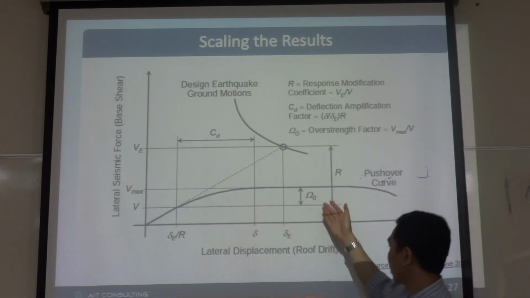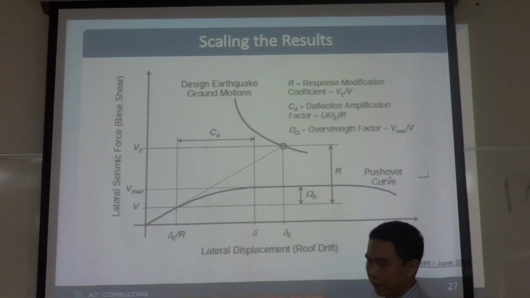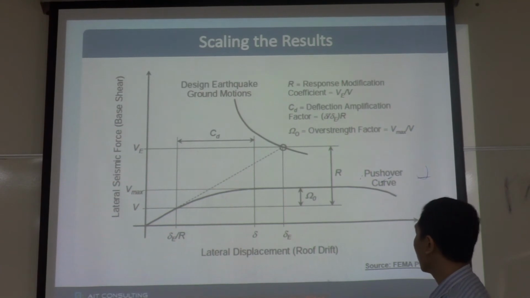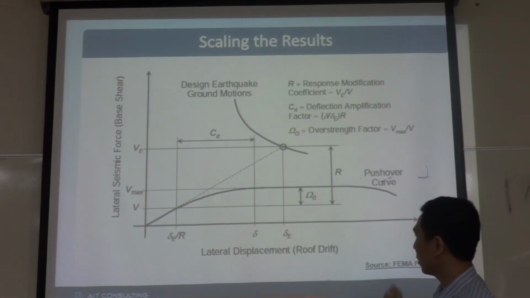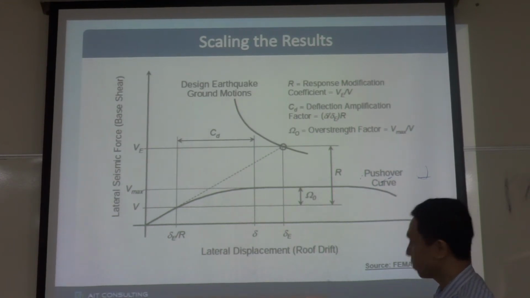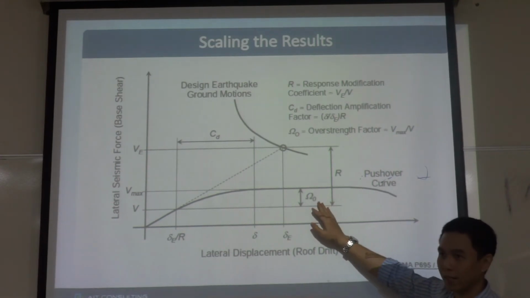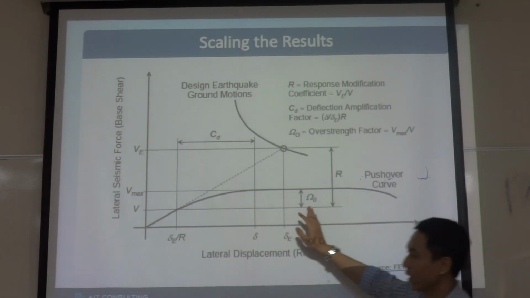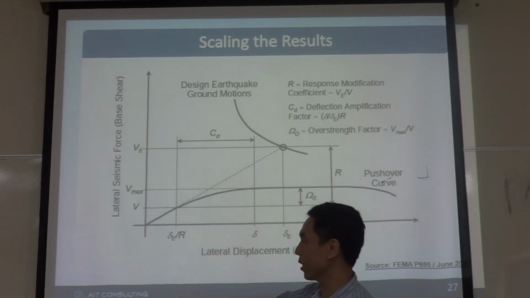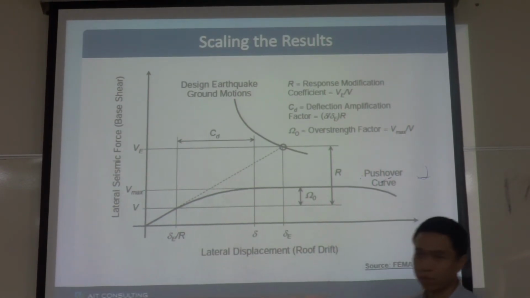This omega naught is approximately 2.8. You can find it in the code, in UBC and ASCE. I will explain later where this is used, for the transfer system as well as the diaphragm design.